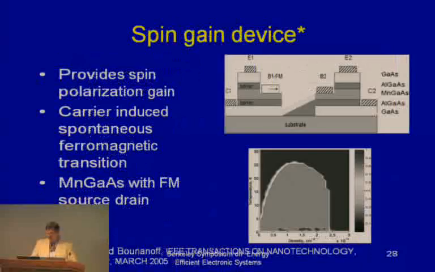A different idea is the spin gain transistor, where you're making use of the fact that various ferromagnetic semiconductors have a spontaneous ferromagnetic to paramagnetic transition at a constant temperature, just as a function of charge density. By manipulating the charge density in the base of this bipolar type structure, you can induce a phase change from a paramagnetic state to a ferromagnetic state, and thereby amplify the spin current.